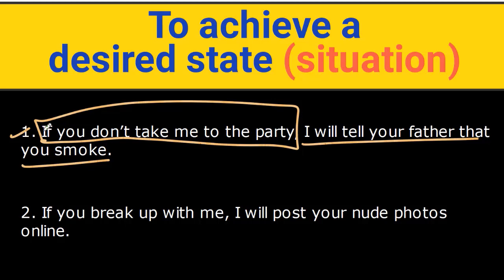So you're threatening the person by using a type 1 conditional sentence. If you don't do this, I will do this, and you do not want this. And that is why the person is threatening you. You don't want your father to find out that you smoke, and that is why you'll do what I'm asking you to do, right? Because I'm threatening you. If you don't take me to the party, I will tell your father that you smoke.